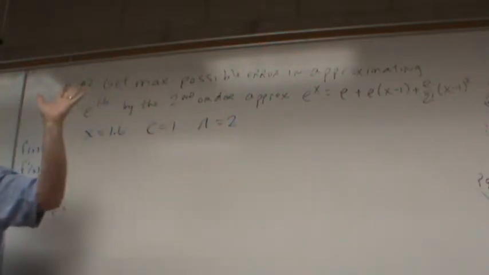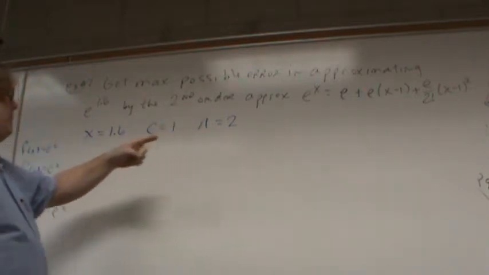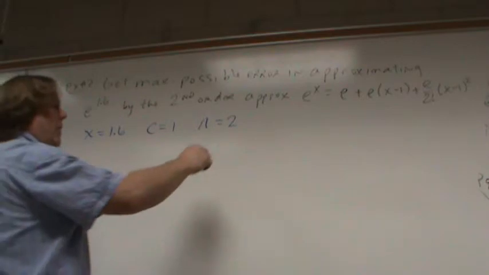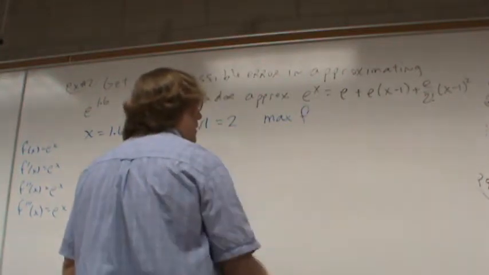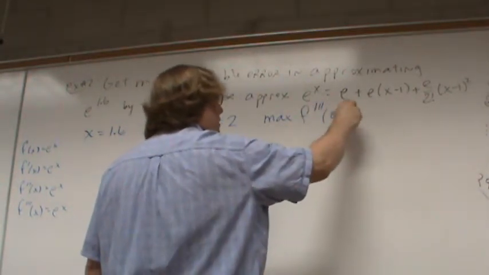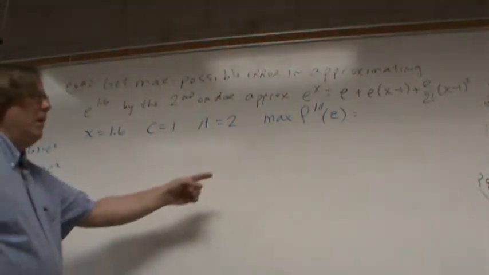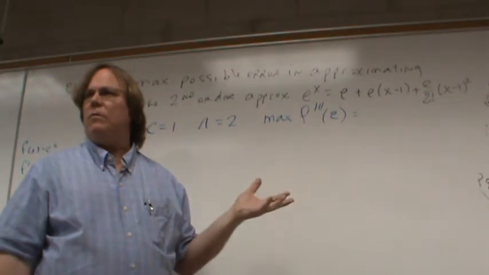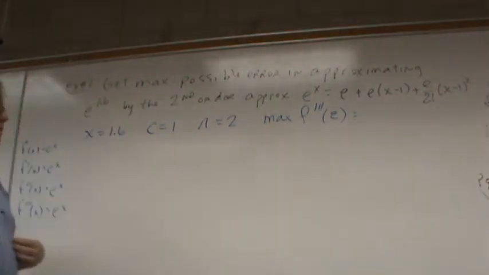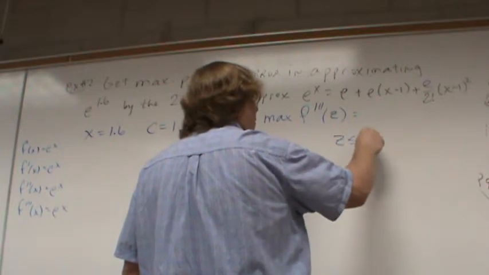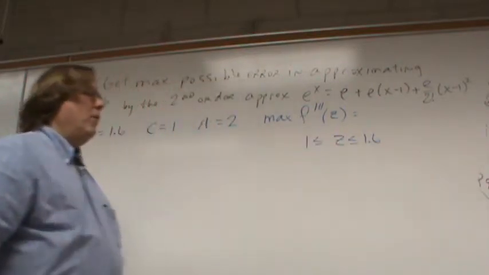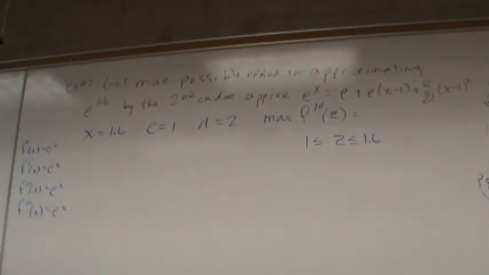Okay, I'm going to intervene because you have a nice start on this. How many people got the correct values of x, c, and n? Okay, yay. Now it's time for us to get the maximum value of the n plus 1th derivative evaluated at z. So you need the maximum value of the third derivative evaluated at z. Well, tell me, what two numbers must z lie between? 1 and 1.6. Good. So you always, all you have to do is plug in the extremes.